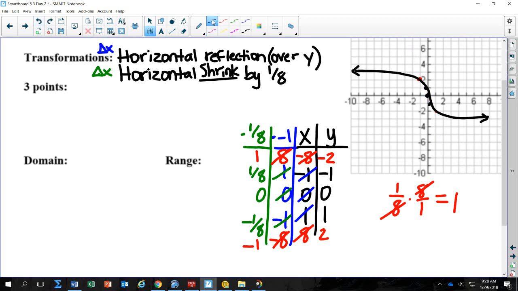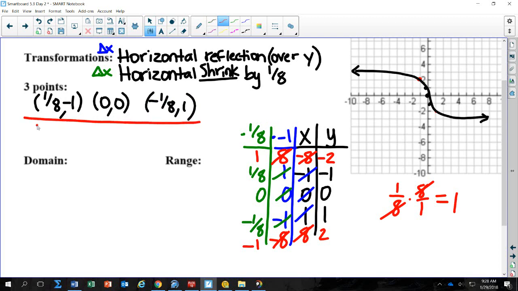So under my 3 points, I'm going to list the 3 points. 1/8, -1, 0, 0, and -1/8, +1. If you want to list the bonus points, you can. We also found the point 1, -2, and -1, +2 to help us graph it. But I'm only requiring 3 points for the transformation.